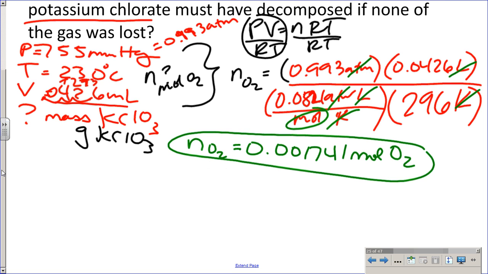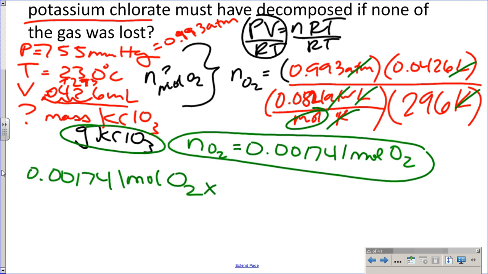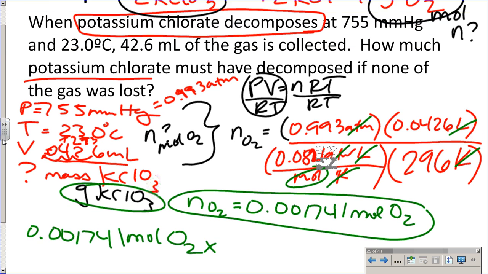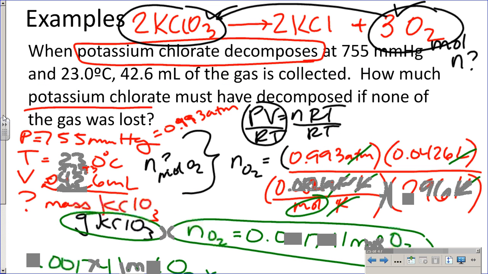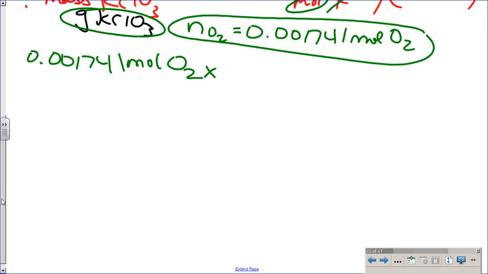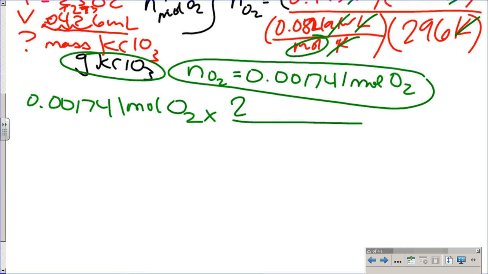So that's my moles of oxygen gas. My real question is to eventually get to grams of potassium chlorate. So this is the beauty of the balanced chemical equation. You have mole ratios. So if you have your moles of oxygen gas, I'm just going to rewrite that right here, 0.001741 moles of O2, to get me back to potassium chlorate. What's my mole ratio? 2 moles of potassium chlorate over 3 moles of oxygen. Good, because you're taking this and this, according to the balanced chemical equation.